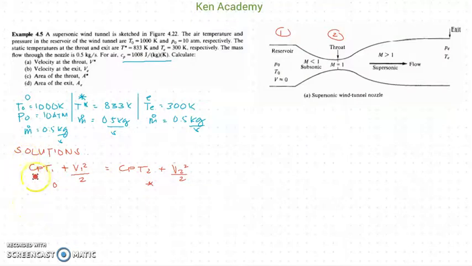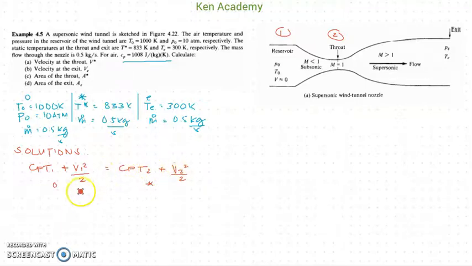So let's try to solve for that one by simplifying our equation further. Now we're looking for V2, or the velocity at the throat. We know Cp, we know T1, we know V1. V1 is the velocity at the reservoir, which is 0. And we also know Cp, and we know temperature 2, which is the temperature at the throat, which is 833 Kelvin. We are looking for this one.